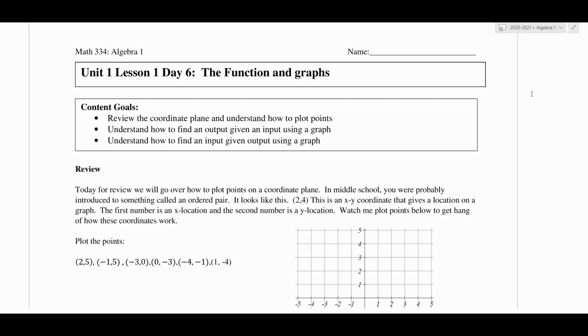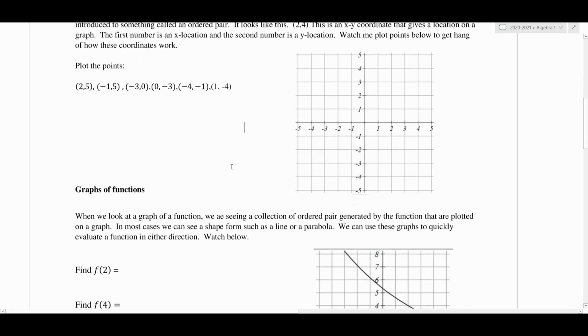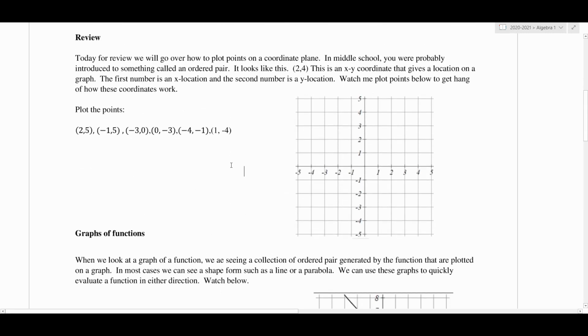All right, so let's start off with some review. We're going to go over how we plot points on a coordinate plane, right? So probably back in middle school, you were introduced to something called an ordered pair, and it might look something like this, where you get a 2 comma 4, and it's inside of a set of parentheses. So this is what's called an XY coordinate, and it gives a location on a graph.